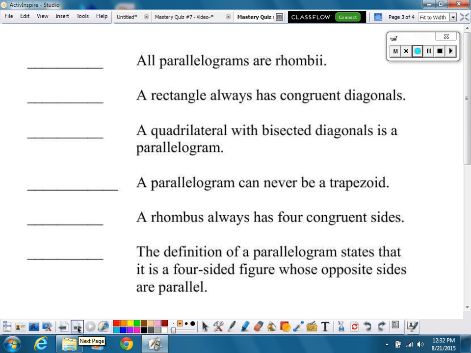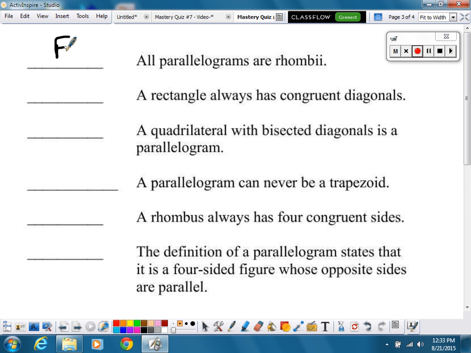Next, all parallelograms are rhombi. Well, that would be false. You can draw lots and lots of different parallelograms that are not rhombi. Remember, a rhombus has all 4 sides congruent, and parallelograms don't have to. It's just opposite sides have to be congruent.